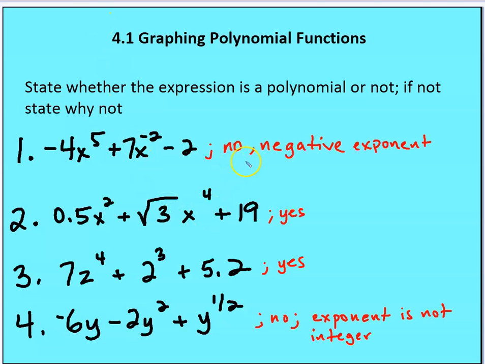Okay, so the first one, no, I have a negative exponent. Second one, yes, it's okay that this is a radical. It's okay that the coefficient's a fraction. This radical value is some constant, whatever it is.